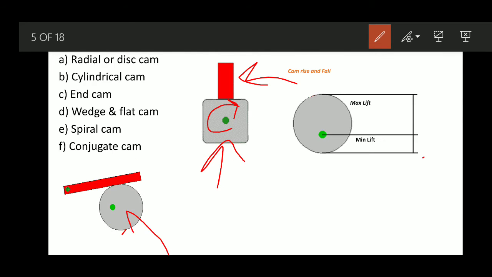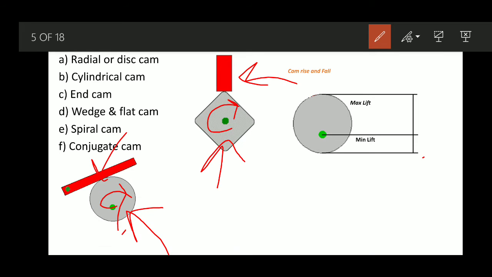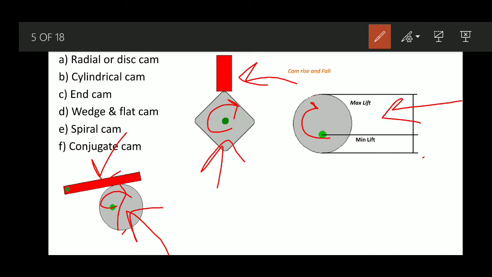Similarly here the gray part is the cam, and it is rotating about this point, which is the axis. This is another type of follower. Here we are showing two different types of followers, and in this figure we are showing how we get the maximum and the minimum lift in the follower movement.